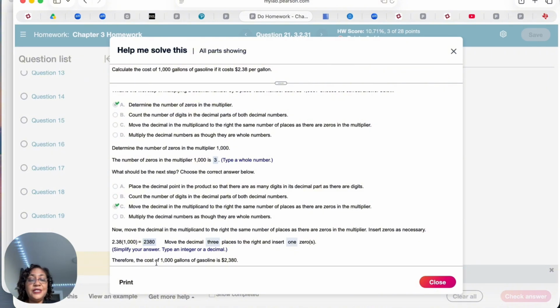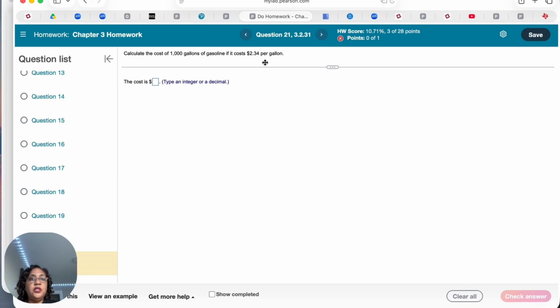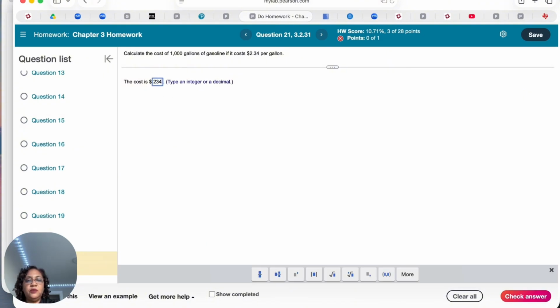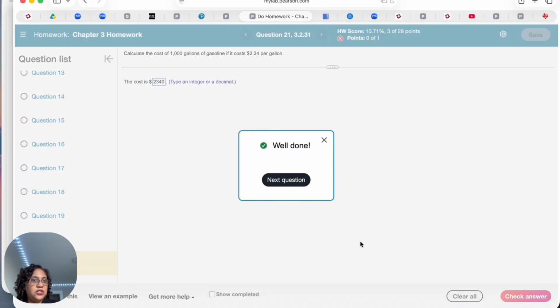Help me solve this, I think, is a better learning tool than view an example. But you can switch it up. You can go back and forth. The question up here is the question that you started with. But when you use help me solve this, it's going to change. But it's very close to the same kind of problem. It's going to mark you wrong until you do this one. And so 2340 would be, so it just matches it. It's exactly the same.